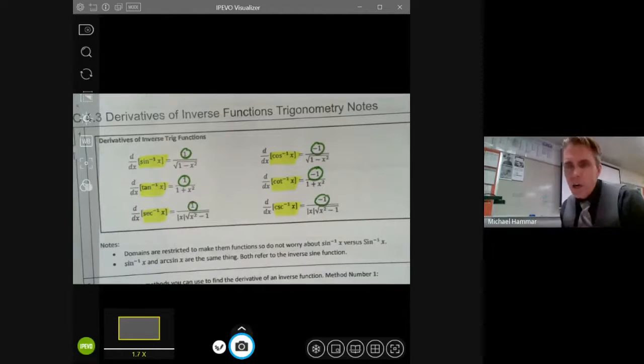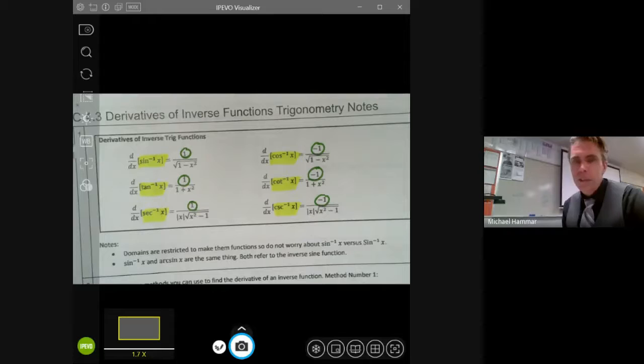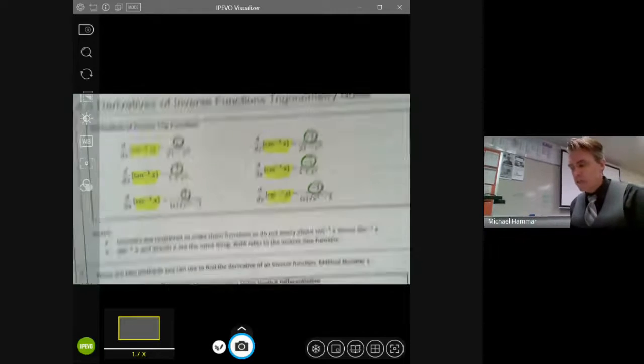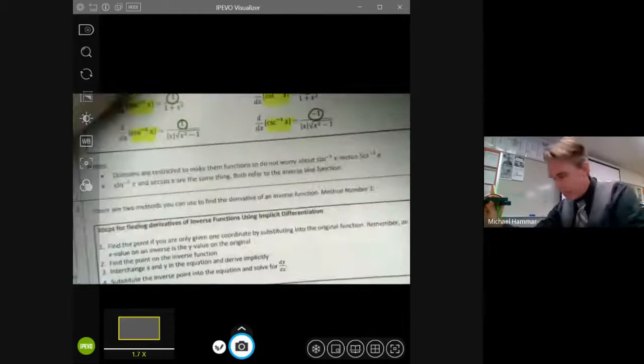But notice almost all of them have some things in common. There's a square root, and notice it's some combination of 1 and x squared under the square root, whether it be 1 minus x squared, 1 plus x squared, or x squared minus 1. It's all something like that. And then, of course, secant and cosecant throws in this absolute value of x. So please remember those two weird features. So those are the functions. So I do want to show you why these functions look the way they do.